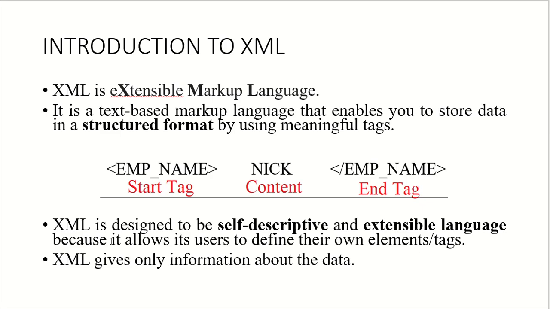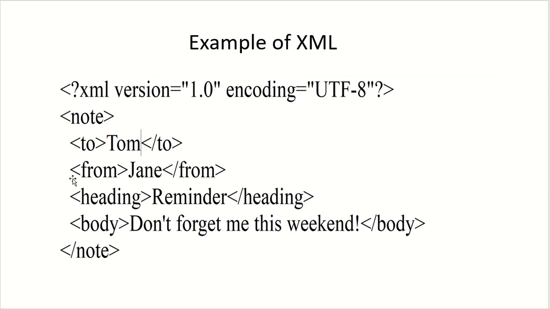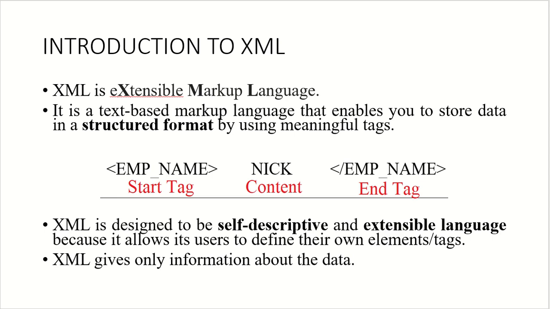Alright. So the next part is XML is designed to be self-descriptive. Obviously, if the language itself is telling what this text is, Nick is an employee name. Another example can be Tom, it is a note to Tom from Jane. So it is self-descriptive. It is telling you that the content is particularly this, or the content is, say, Nick is an employee.